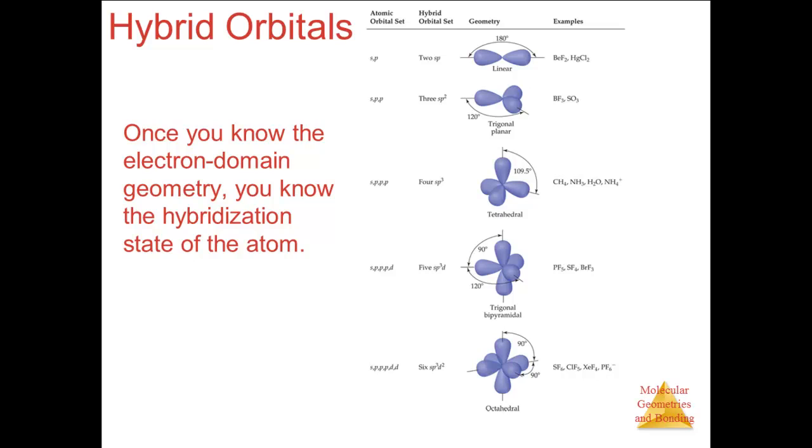The type of hybrid orbitals we have corresponds to the number of electron domains we have around the atom. So, if we have a carbon atom with only 2 domains, as in CO2, we can say with confidence that it is sp hybridized. And a phosphorus atom with 5 domains around it, like PCl5, is sp3d hybridized.